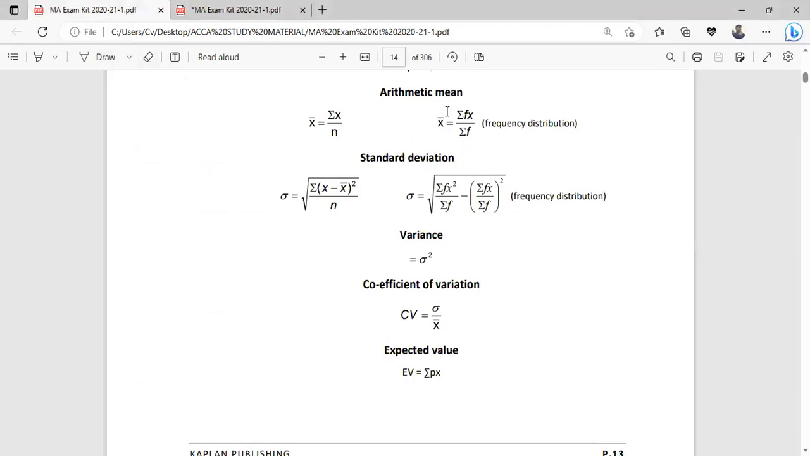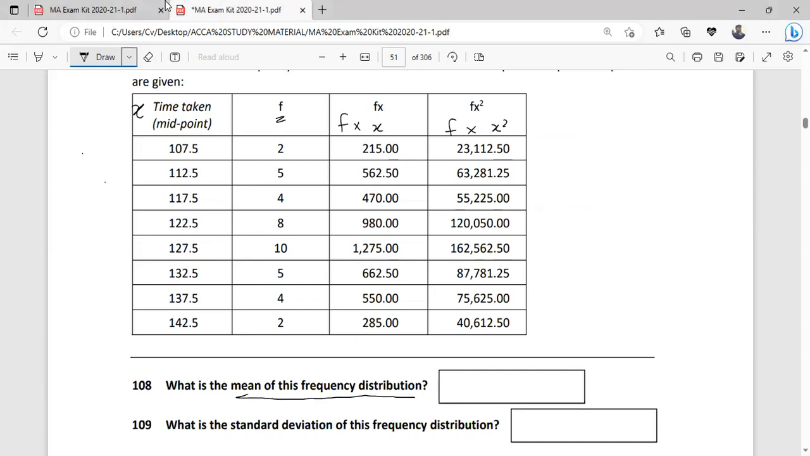Here we have the formula sheet and here we have the arithmetic mean, but we will use the frequency distribution formula. X bar means mean, summation of fx divided by summation of f. Summation means we will add up all these values of fx and all these values of f. So if we add all these values of f, 2 plus 5, 7, plus 4, 11, plus 8, 19, plus 10, 29, plus 5, 34, 38, and 40.